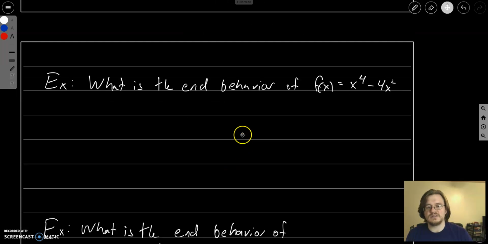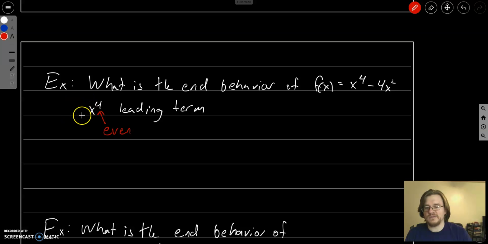So, for instance, what is the end behavior of x to the fourth minus 4x squared? Well, we look at that leading term. So this is the leading term. The power is 4, so this is going to be even. And our coefficient here, which is hidden, is just going to be 1 times x to the fourth. This is going to be positive.